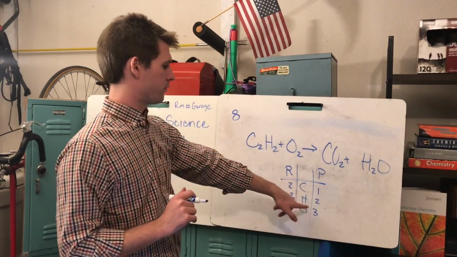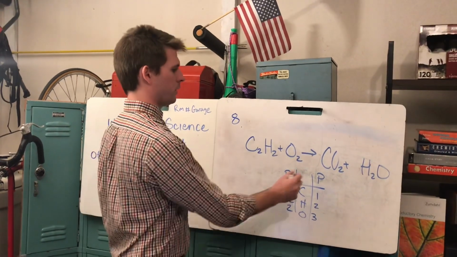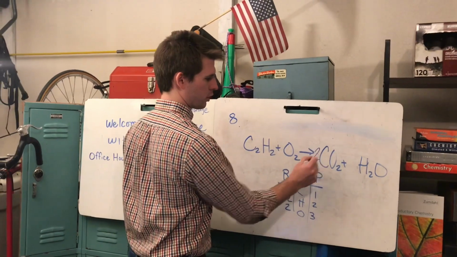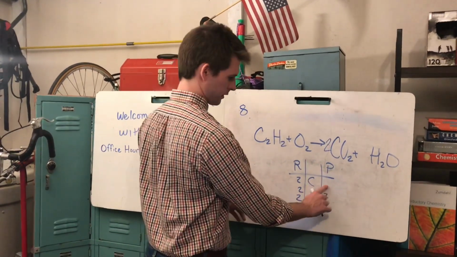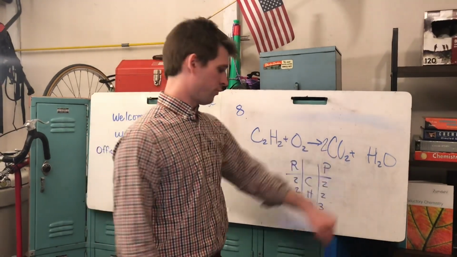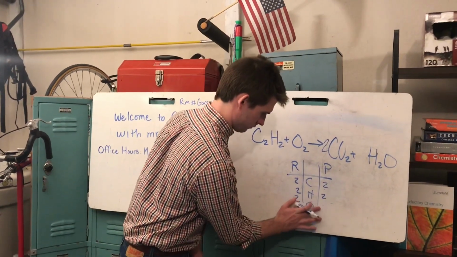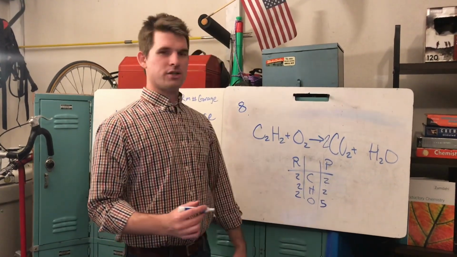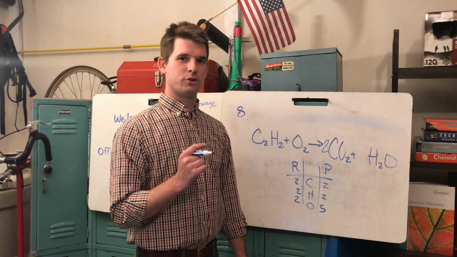Let's mess with carbons first. So carbon, we need 2 more, right? We need to multiply this guy by 2. So I'm going to put a coefficient of 2 right there. That's going to give me 2 carbons. But it's going to change my oxygen count to 5. This gets us to the old 5-2 switcheroony.